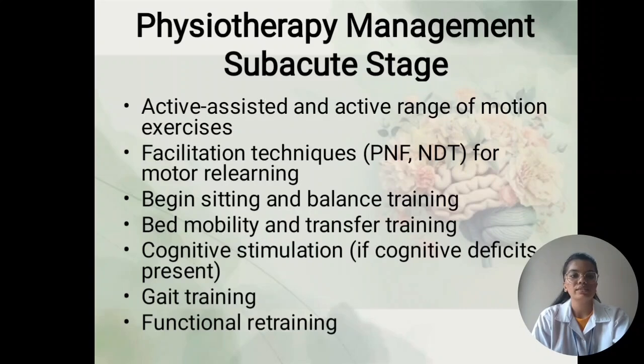Now in the subacute stage, active assisted and active range of motion exercises will be preferred. Facilitation techniques, that is PNF for motor relearning. Begin sitting and balance training, bed mobility and transfer training, cognitive stimulation if a cognitive deficit is present, and gait training we have to give, and functional retraining.